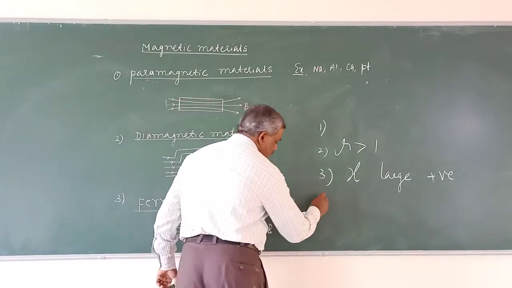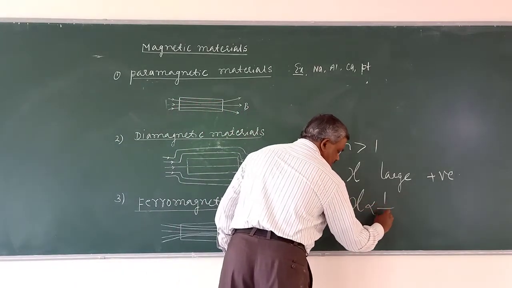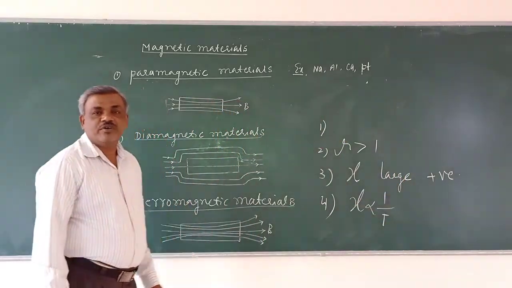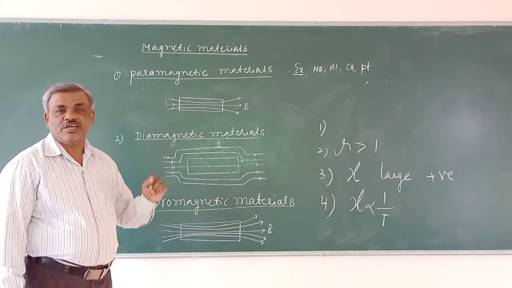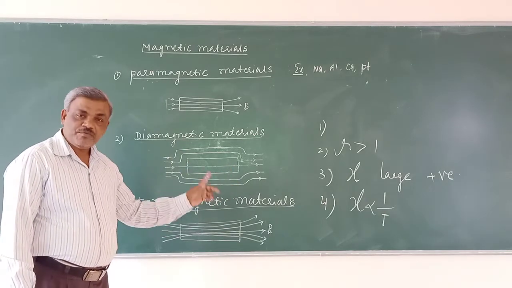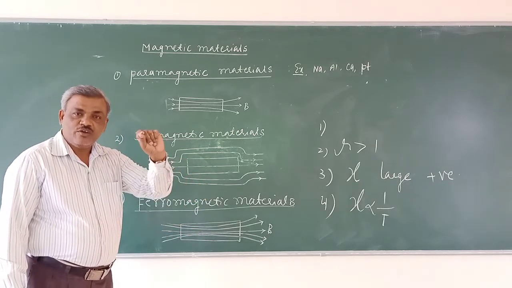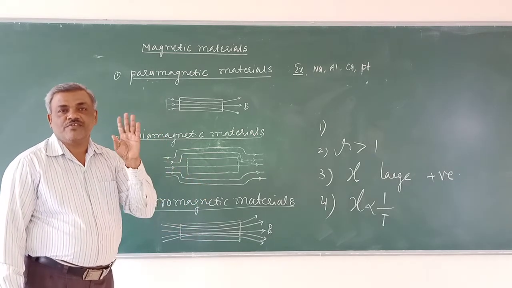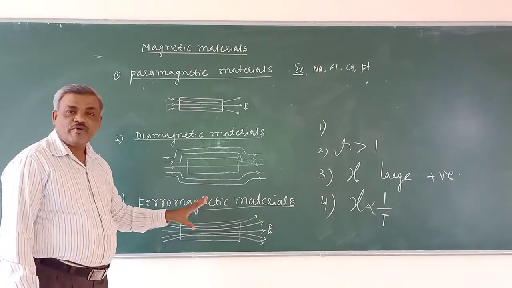And point 4, susceptibility of a ferromagnetic substance is inversely proportional to absolute temperature. And fifth one, ferromagnetic materials take a cyclic loop, which is called hysteresis. So these are important properties of ferromagnetic materials.